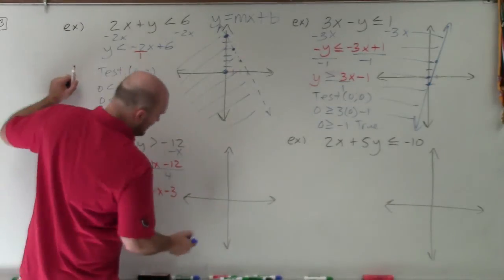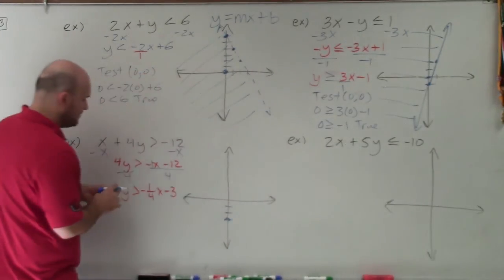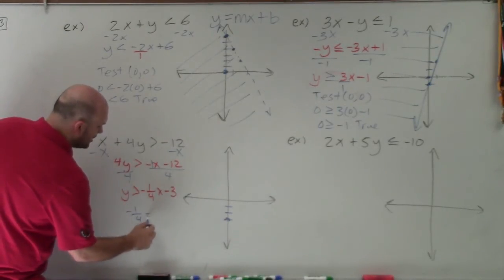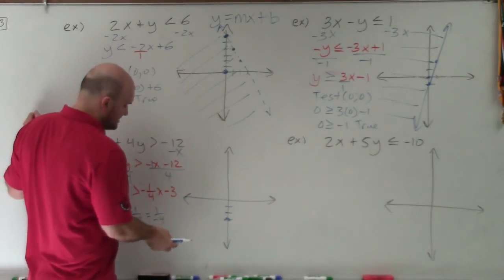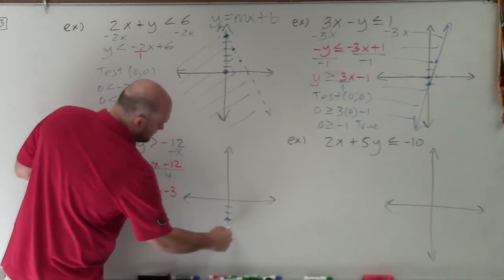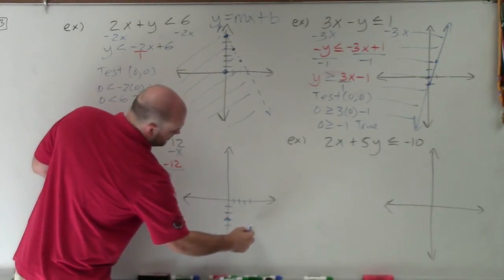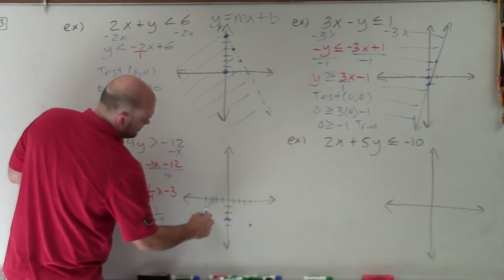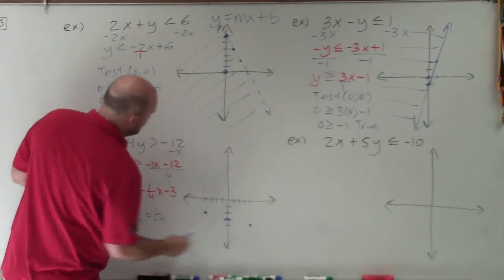Now I determine the y-intercept, which is -3. 1, 2, 3. And then the slope here is -1/4. Remember, that could be -1/4 or it could be 1 over -4. So let's just do both to make sure they lie on the same line. I could go down 1 to the right 4: 1, 2, 3, 4. Or I could go up 1 to the left 4: 1, 2, 3, 4. And you can see that they create the line.